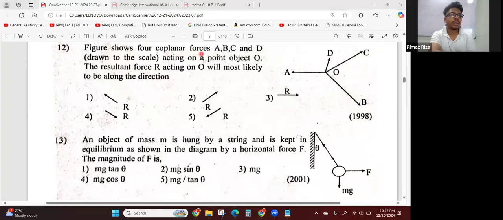Okay. The figure shows 4 coplanar forces. Coplanar means all 4 forces lie on the same plane. A, B, C, D are drawn to scale, which means these forces are drawn according to a precise geometric representation. Acting on a point object O, the resultant force acting on O will most likely be along which direction?